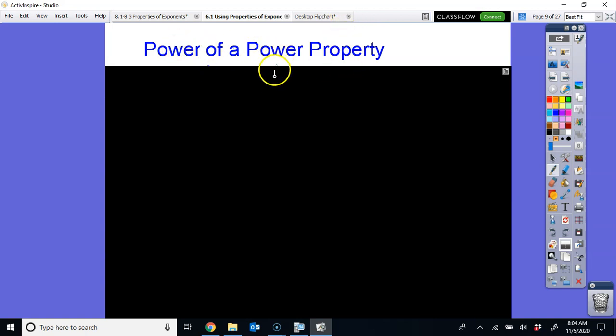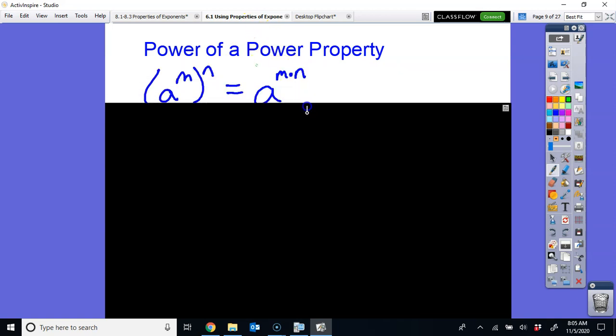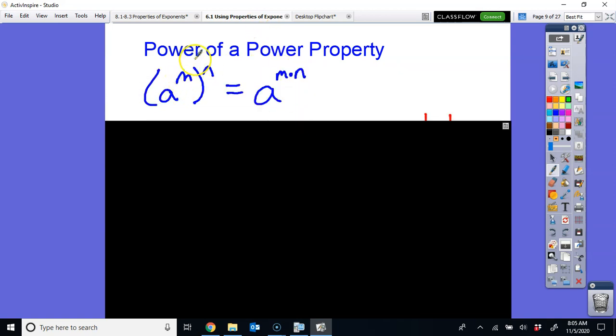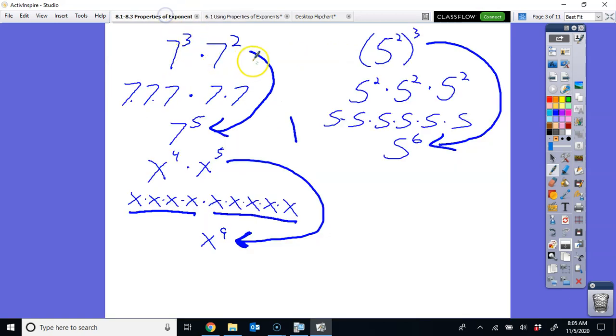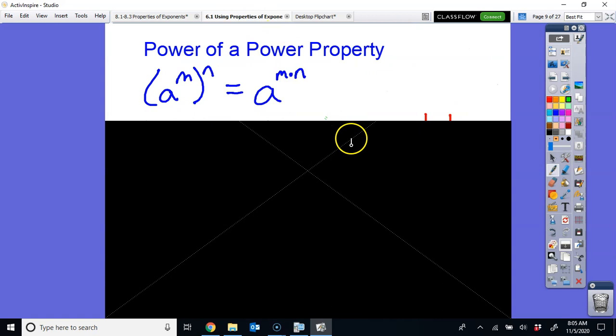The power of a power property is when you have an exponent with a base, and then you raise it to another exponent, a power of something that's already a power. So what it looks like is this, a power raised to a power. And we actually looked at that one back over here with 5 squared raised to the third. We said it means 5 squared times 5 squared times 5 squared, or 5 times 5 times 5 times 5 times 5 times 5, which is 5 to the 6th. Notice 2 times 3 is 6. That's what this property says.